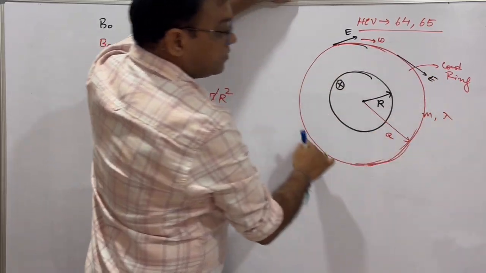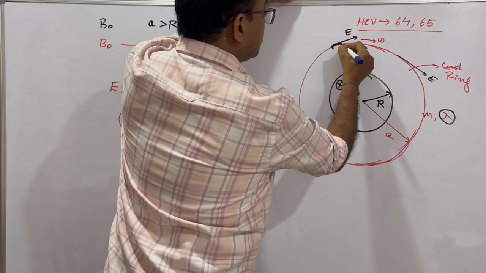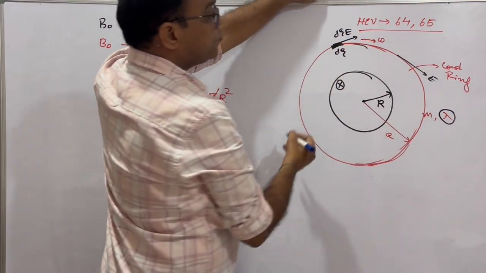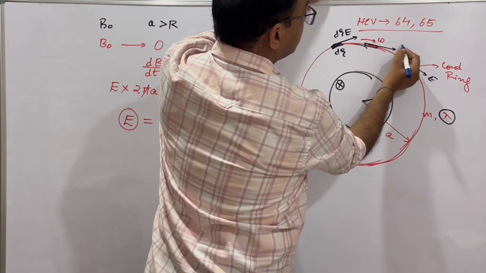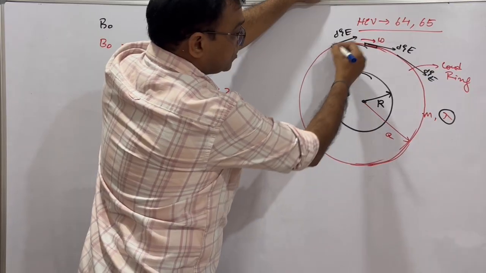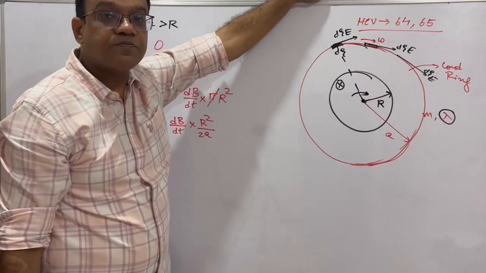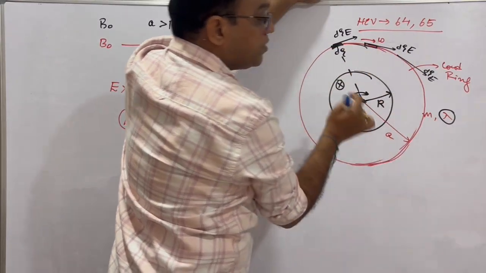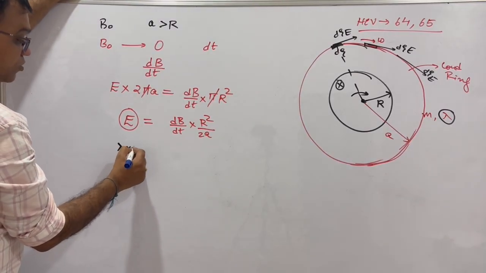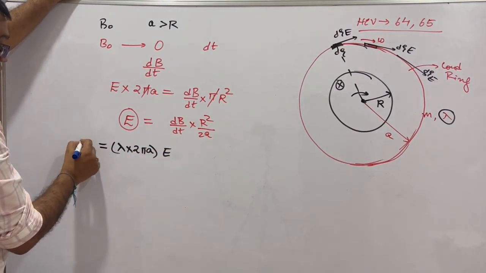Now this conducting ring has charge density lambda. If I consider a small part of charge dq, it will experience the force dqE. Here also it will experience the force dqE, and here also dqE. This force will cause a torque. Understood? The electric field is the same everywhere, so the total torque comes out to be lambda into 2 pi a into E. This is the total torque.